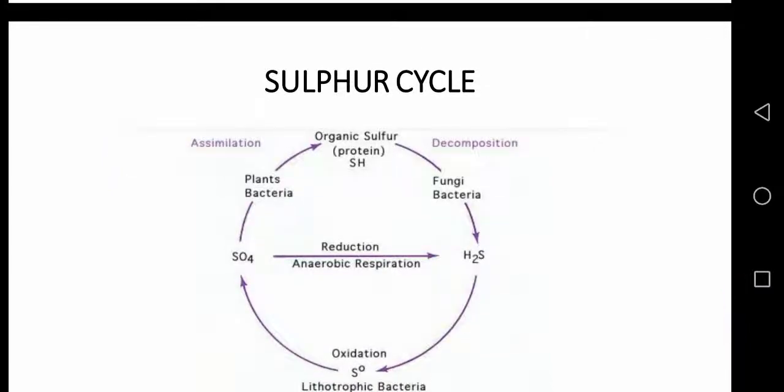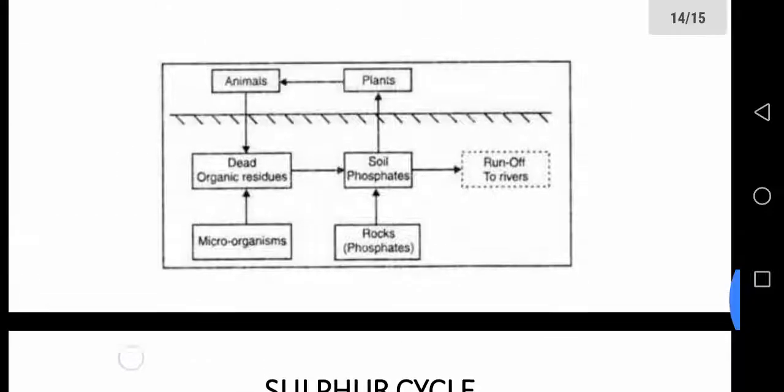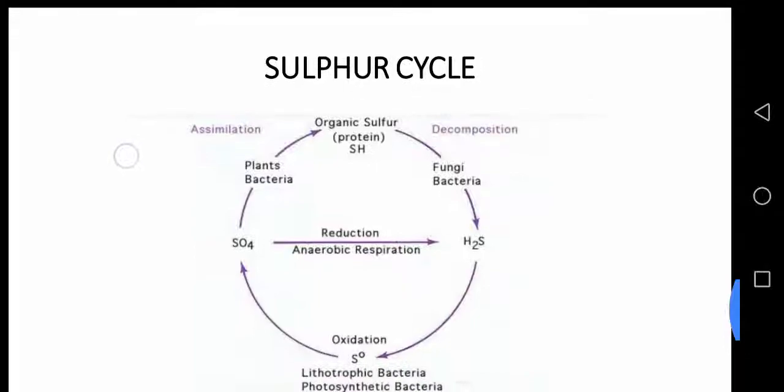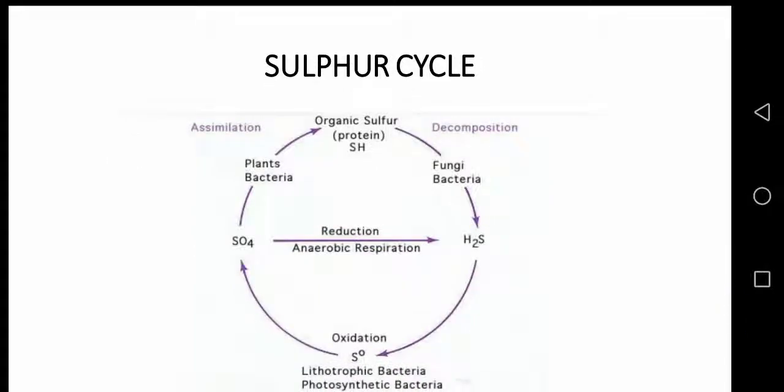Next is the sulfur cycle. After the phosphorus cycle, we'll study the sulfur cycle. Sulfur is also one of the most abundant elements on the earth. As we know, it is a yellow, brittle, tasteless, odorless non-metal.